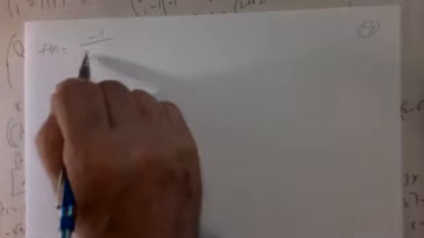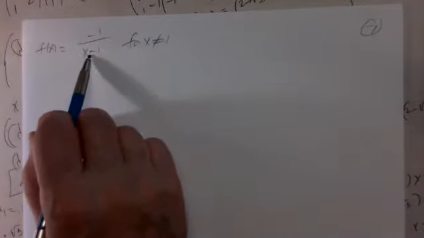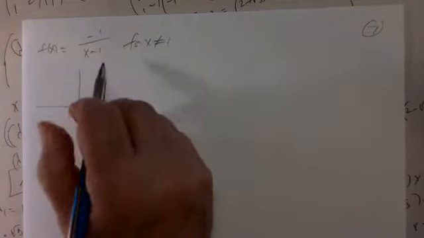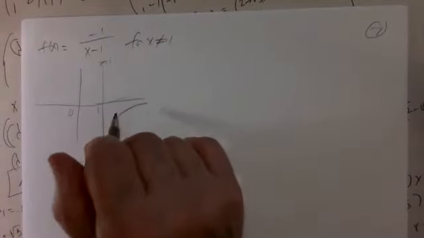Here's another example. f of x equals -1 over x minus 1. Again, it's only defined for x different from 1. Now, if you look at this, if x is bigger than 1, the denominator is positive. So -1 over a positive is negative. This is the vertical line, x equals 1. So this function is negative for x greater than 1. And if you graph it, the graph looks like that.